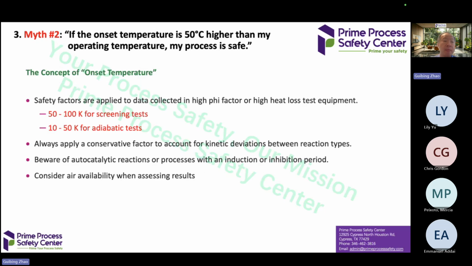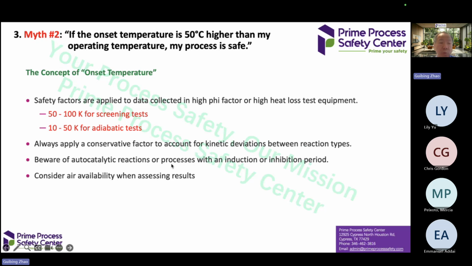If we want to use the concept of onset temperature, we really need to think about some safety factors before we use it. For example, for screening tests like the DSC test, we probably need to take 5 to 100K, and not just 50K. For an adiabatic test, it may be 10 to 50K. It really depends on the factors, and also the scale of the activation energy of the reaction itself.